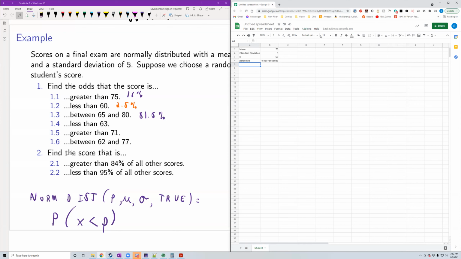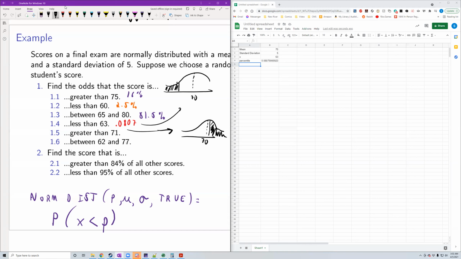Let's go ahead and write that down, and then we'll look at the next one. Greater than 71. Now this function always does less than. So let's sketch what it's looking for. For this first one, we knew the mean was 70, so that means 63 is here. We were looking for this part. For the second one, the mean is here. We're looking at 71. We're looking for this part.